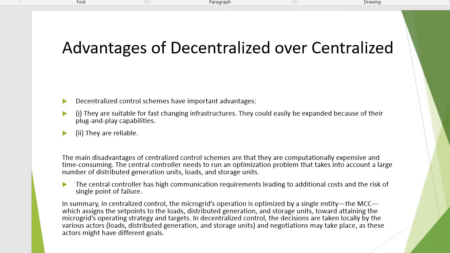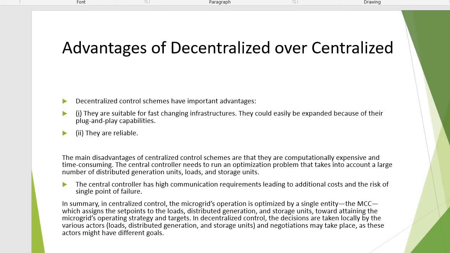So the main disadvantages of centralized control schemes are that they are computationally expensive and time consuming. The central controller needs to run an optimization problem that takes into account a large number of distributed generation, loads and storage units. So the central controller has high communication requirements, leading to additional cost and risk of single point of failure. So in summary, in centralized control, the microgrid operation is optimized by a single entity.